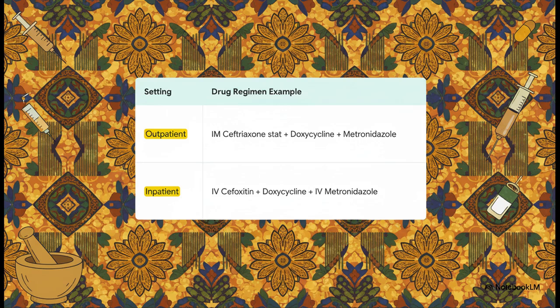Treatment almost always involves antibiotics. This table does a great job of showing how the plan changes based on how severe the infection is. For milder cases, treatment can be done at home, usually starting with an injection and then a couple of weeks of pills. But for more serious infections, a hospital stay is necessary to get those antibiotics directly through an IV.